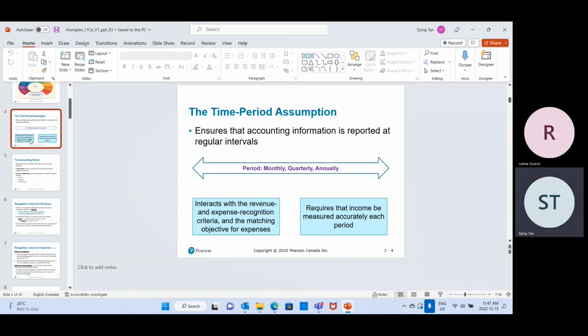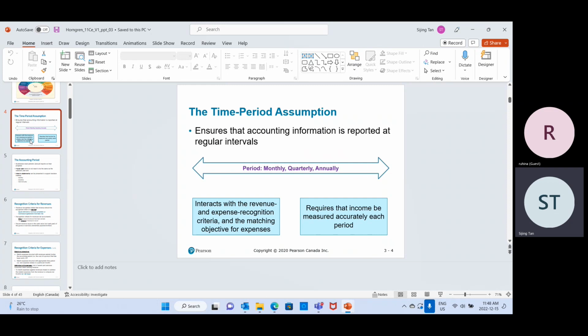So first of all, the time period assumption. Before we move on to the adjusting journal entry, we're going to touch base on the time period assumption, because you have to understand why there are time differences, right? When you do your journal entry, when the cash or the revenue is actually recognized, versus when you finally receive the money, those are different things. That's why we need to understand the time period assumption first.